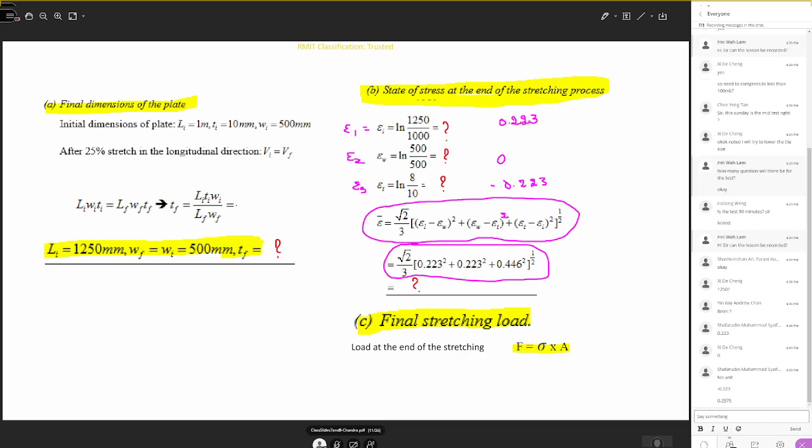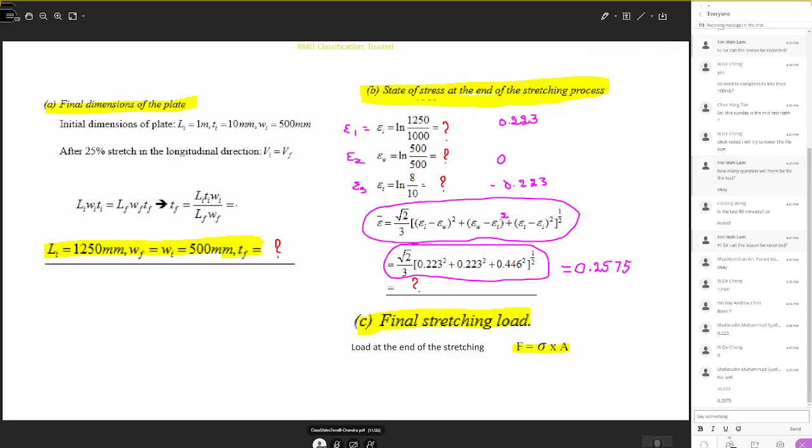I'm waiting for your answer, guys. So it is 0.2575. I think that appears to be all right. So you can write this as, thank you, Safruddin, 0.2575. I hope others also got the same answer. So once you know the effective strain, then you can calculate the final stretching load.